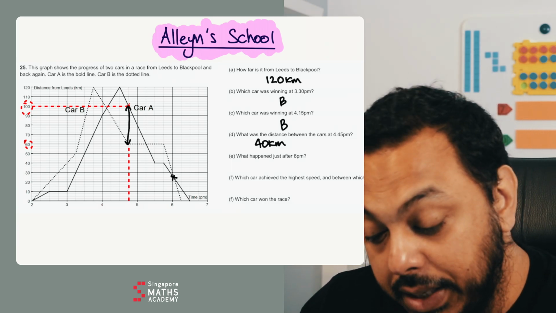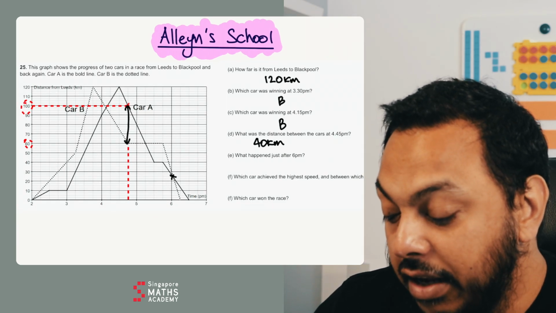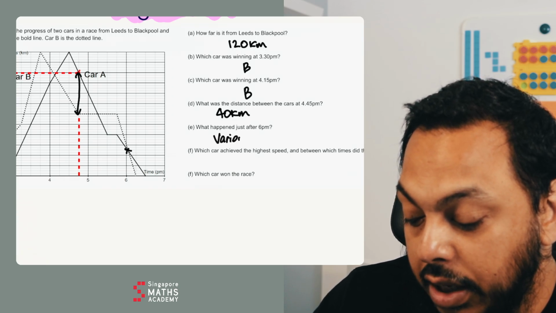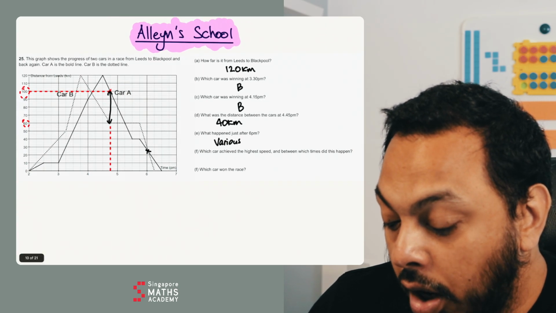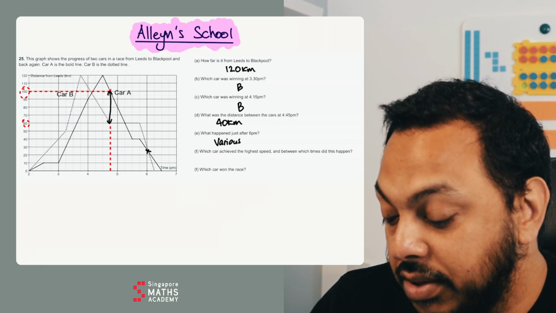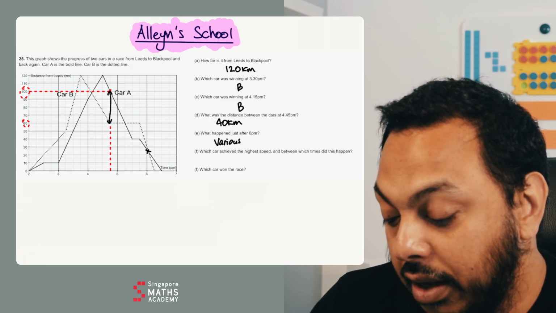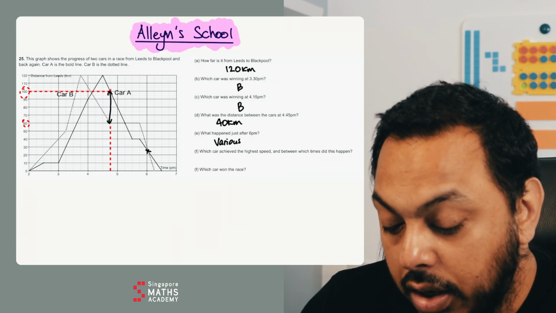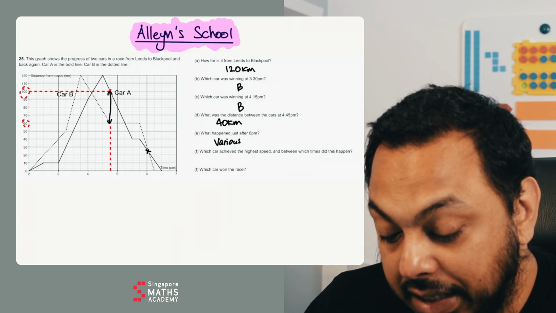Car B is about to overtake car A. Any of those various answers would be acceptable here. Which car achieved the highest speed, and between which times did this happen? Okay, and between which times did this happen? Okay, so which car got the highest speed?